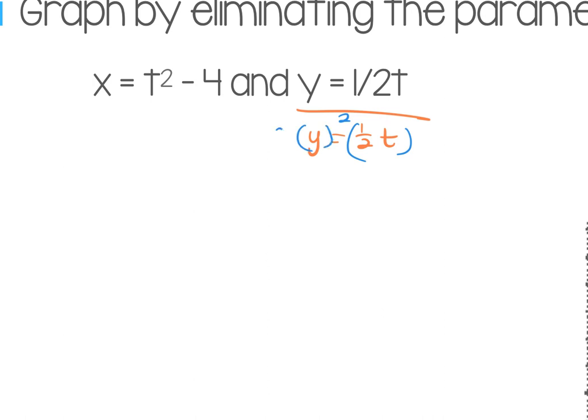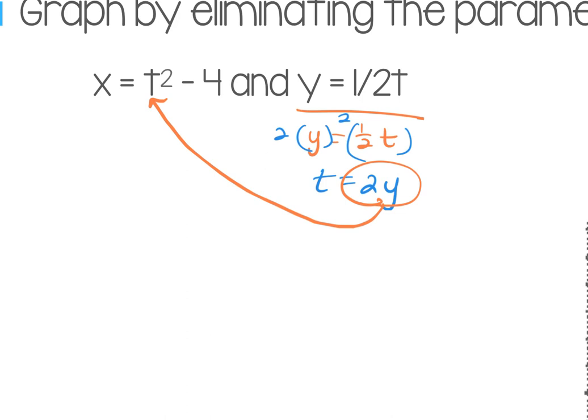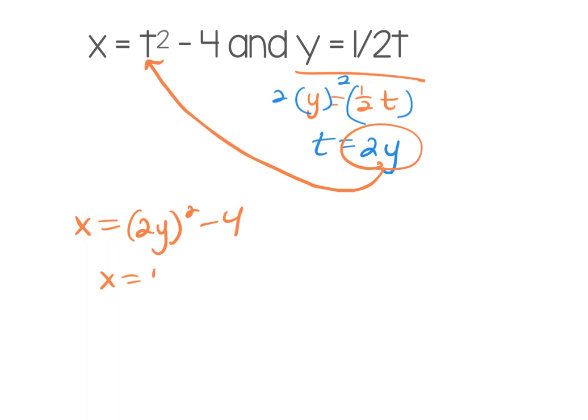Multiply both sides by 2. So I get t equals 2y. Then I'm going to take what t equals and plug it into the other equation in place of that t. And I get x equals (2y) squared minus 4. You can just square it, so I can get x equals 4y squared minus 4.